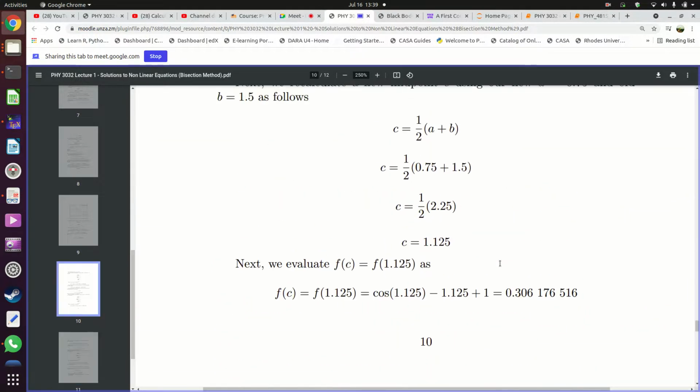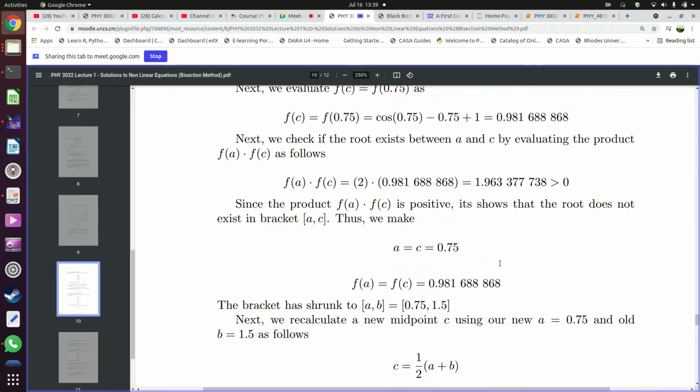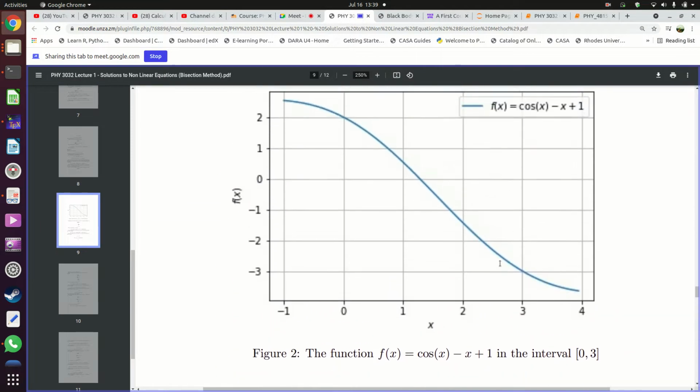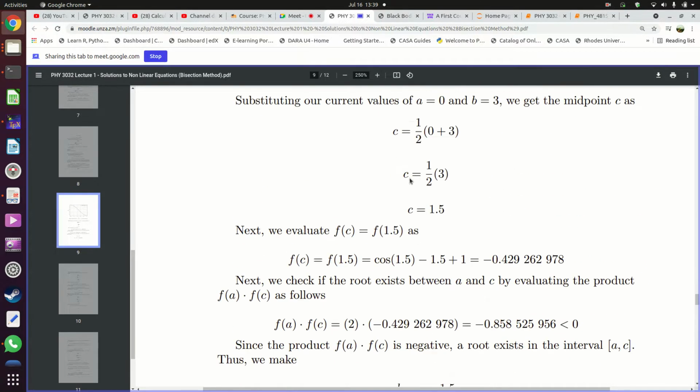Yes, sir. 1.125. Where is 1.125? Somewhere here, somewhere near there. So there is no root between A and C.